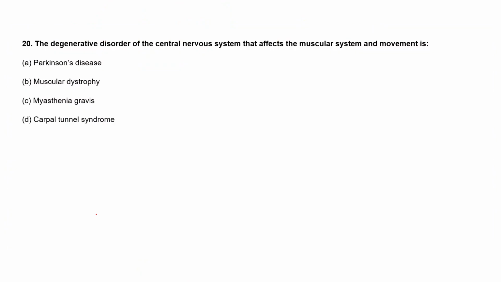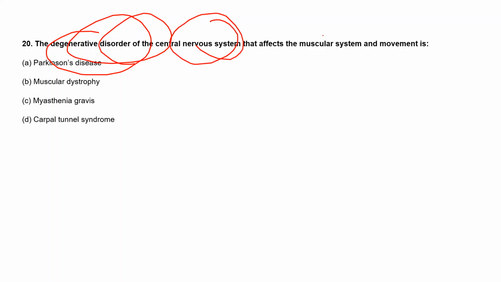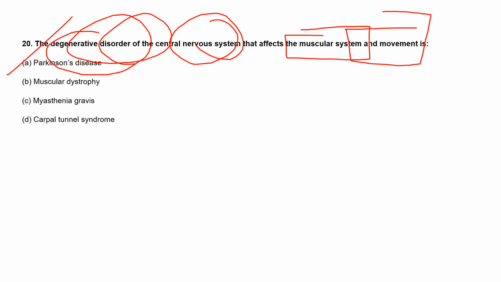Moving to the last question: the degenerative disorder of the central nervous system that affects the muscular system and movement is. So, which is the degenerative disorder of the CNS, that is the central nervous system, that affects the muscular system as well as the muscle movements. Option A is Parkinson disease. Option B is muscular dystrophy. Option C is myasthenia gravis, and option D is carpal tunnel syndrome.